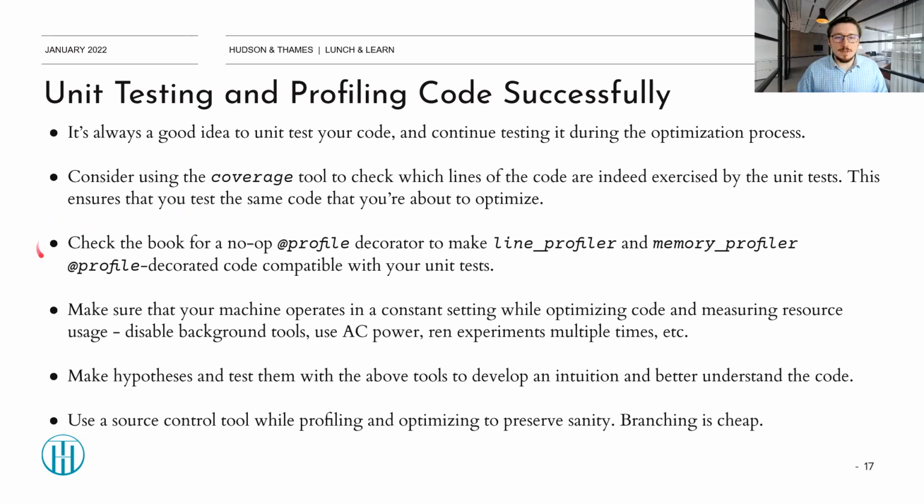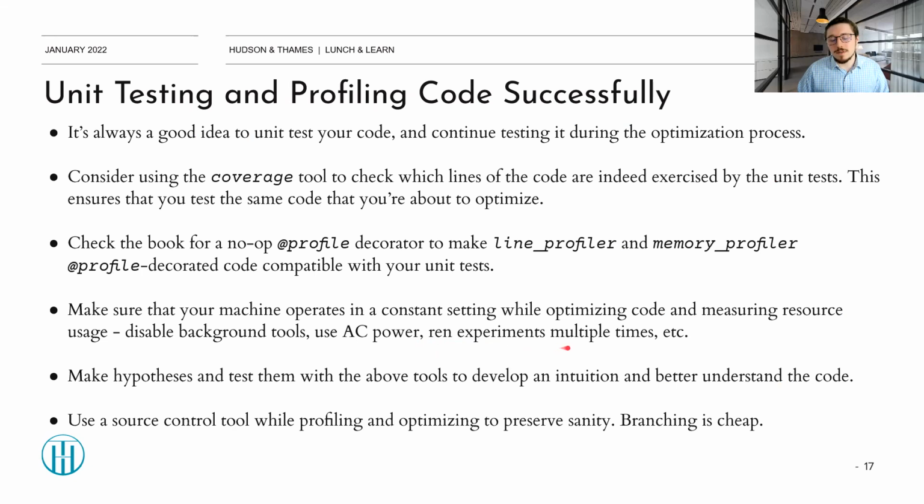The next thing is you might want to check the book for a no-op profile decorator to make the line profiler and memory profiler compatible with your unit tests. You want to make sure that your machine operates at a constant setting when you're optimizing or profiling code, because some side processes or Docker containers may be running and decrease the CPU available to you, and on one iteration you'll see higher performance and on another iteration lower performance. If you're optimizing on a laptop, always use AC power, because the performance may decrease if you're on battery.